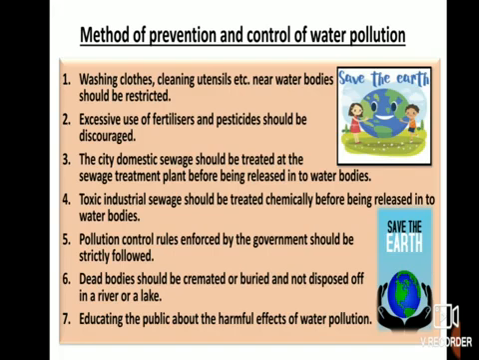Third, city domestic sewage should be treated by a sewage treatment plant to remove toxic substances before being released into water bodies. Fourth, toxic industrial sewage should be treated chemically to remove toxic substances before being released into water bodies. Fifth, pollution control rules enforced by the government should be strictly followed. Sixth, dead bodies should be cremated or buried and not disposed of in a river or a lake.